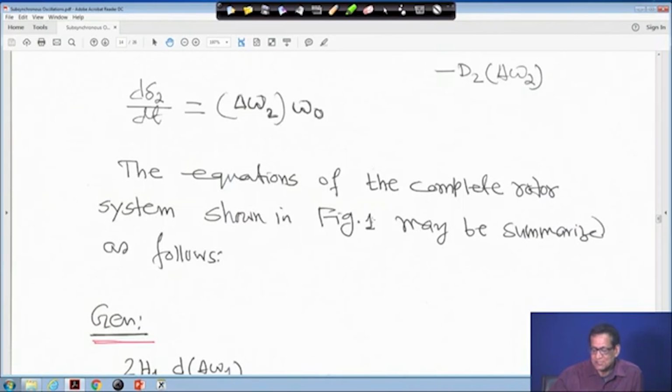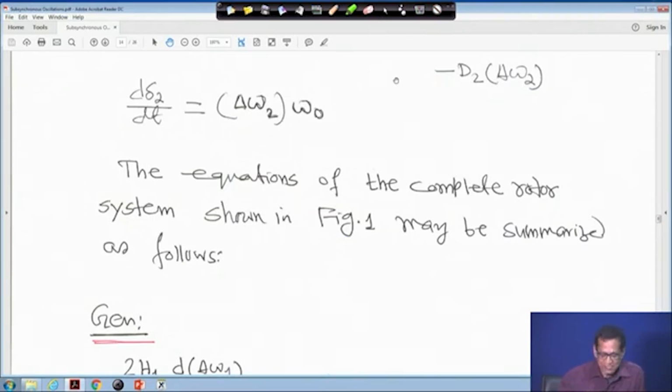Now the equations of the complete rotor system shown in figure 1 may be summarized. In figure 1 we have section 1, section 2, section 3, section 4 and section 5. Similarly, one after another you proceed, and the way I showed the first 2 sections, you can write down the equations from inspection.